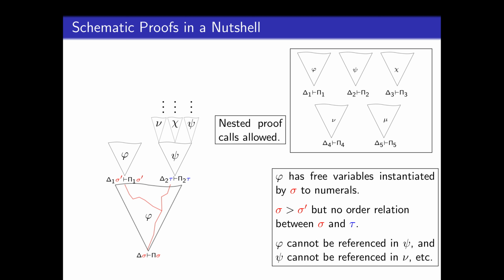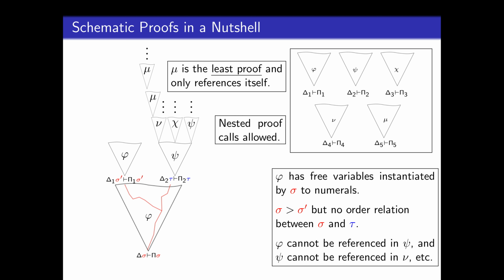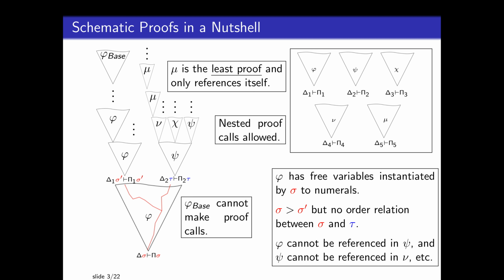We could allow these nested calls. We have restrictions on the references. For example, phi cannot be referenced in psi, because that would cause a kind of mutual recursion, and so on and so forth. There's going to be what is called the least proof, which is the least proof in the ordering. And when you get to phi base, we could say that at phi base there are no calls. They don't have to do any calls in this base case, similar to certain primitive recursive function definitions. Altogether this makes a proof schema. A proof schema is really just a way of putting together different proof parts to make this inductive construction.